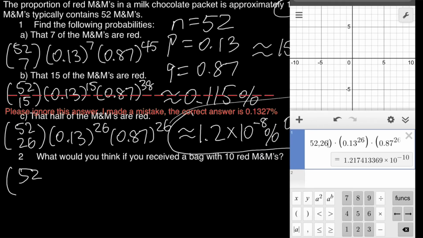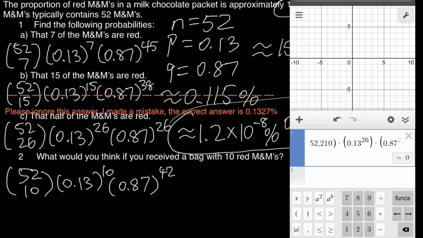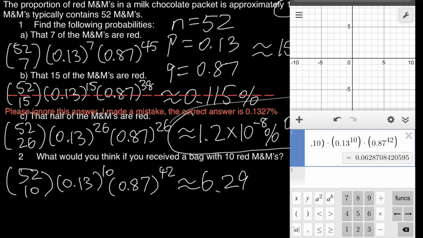Now, what would you think if you received a bag with 10 red M&Ms? So that would be 52 choose 10, obviously, times 0.13 to the 10th, times 0.87 to the power of 52 minus 10, which is 42. I just replace the numbers here. And we can see the chance of that happening is approximately 6.29%, which isn't that low of a percentage.